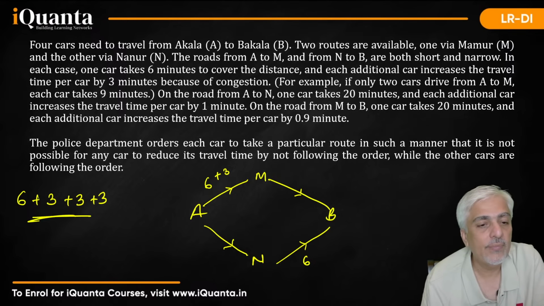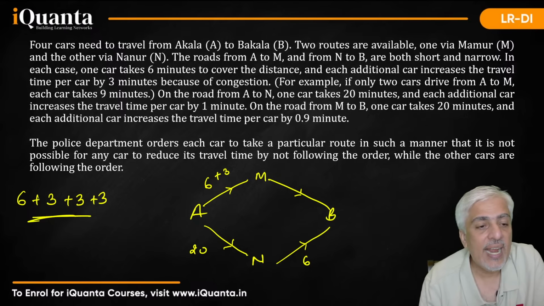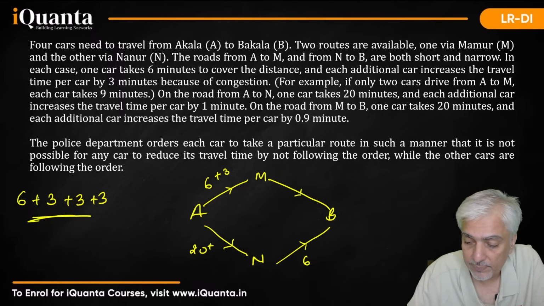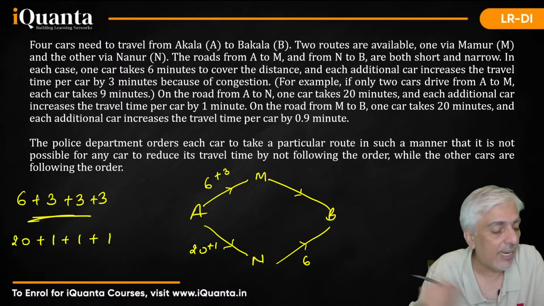On the road A to N, one car takes 20 minutes. So A to N is a long road, it takes 20 minutes. And every additional car increases the travel time by 1 minute only. So 20 minutes, and if one extra car comes, then plus 1, plus 1, depending on how many cars are there.